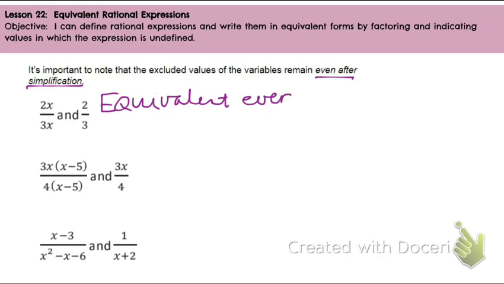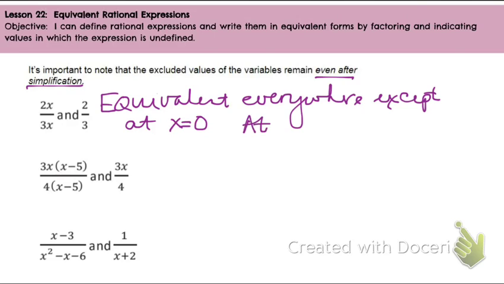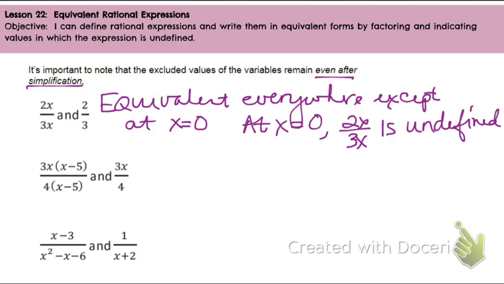everywhere except at x equals 0. That's because at x equals 0, 2x over 3x is undefined. And also at x equals 0, 2/3 is just 2/3, so it doesn't affect the second expression.